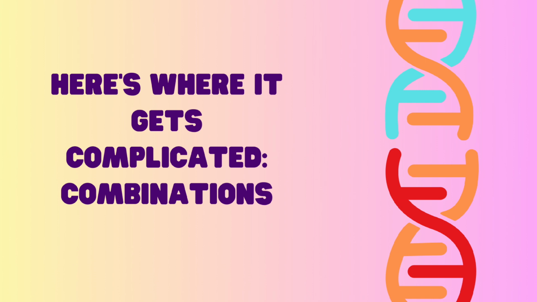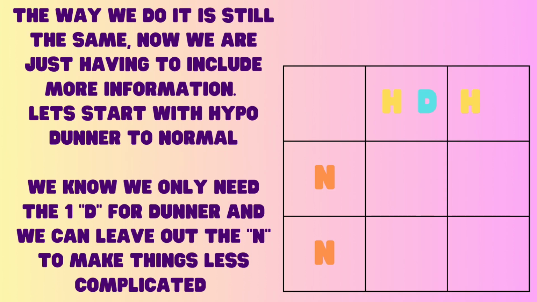Now, here's where it gets complicated when we're looking at combinations, but realistically, if you understand what we just covered, then you'll have no problem with moving forward. If you don't understand it yet, go back, rewatch it, or watch someone else's video. Maybe I'm just bad at explaining. Now, the way that we do it is still going to be the same. We're still going to fill out the Punnett square by bringing the parent's genes down and across throughout the table. Now we just need to include more information.